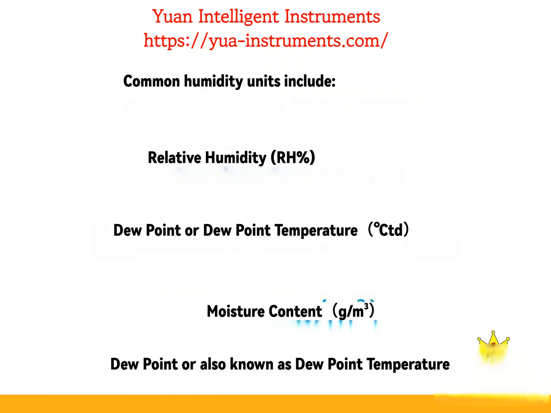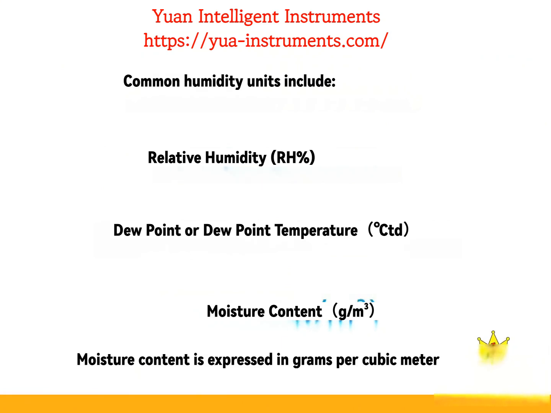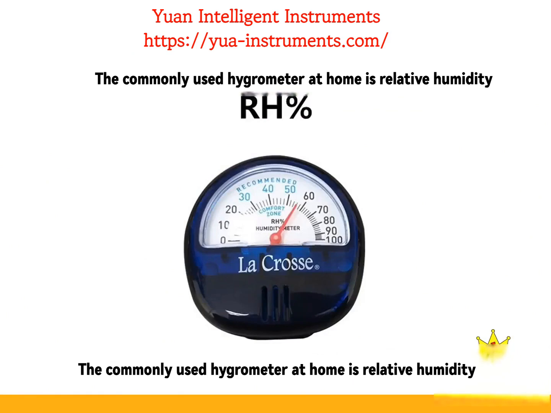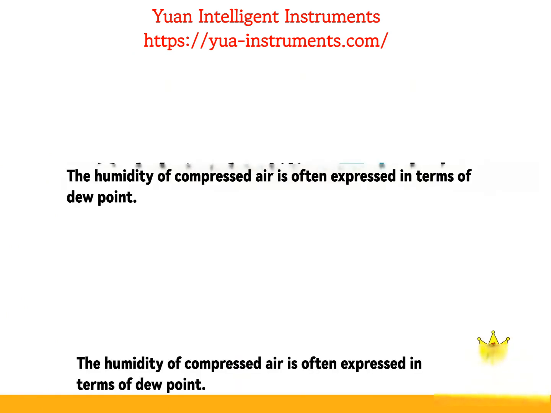Dew point, also known as dew point temperature, is expressed in degrees Celsius or Fahrenheit. Moisture content is expressed in grams per cubic meter. The commonly used hygrometer at home measures relative humidity. The humidity of compressed air is often expressed in terms of dew point.